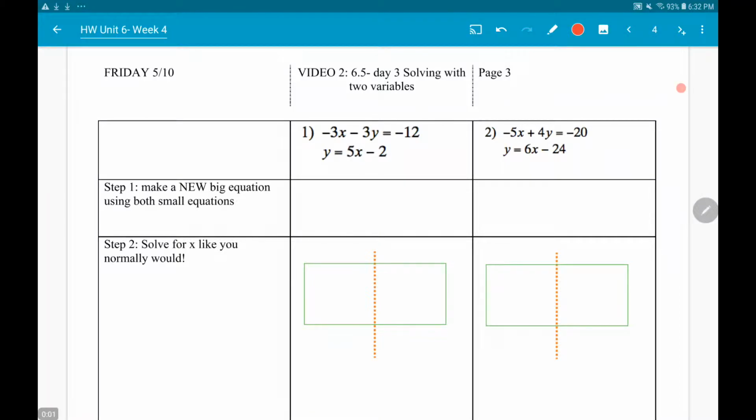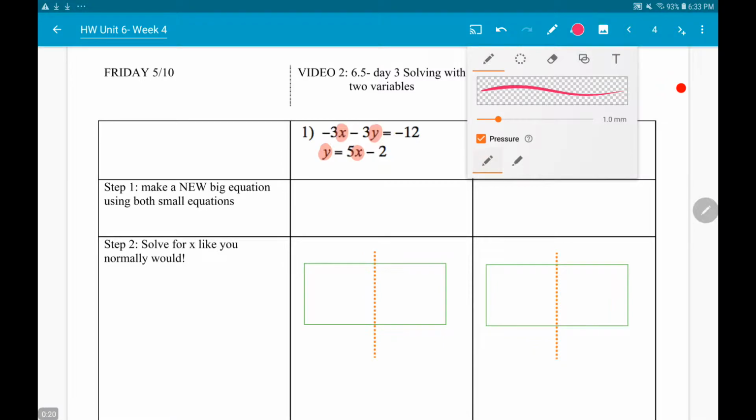All right, guys, last video of the week, and we are going to level it up just a little bit more. So, if you notice, I have two equations again. And in my equations, I have an x and a y in both. All right, but this time, they're both not equal to y. So here's what we do in this case.